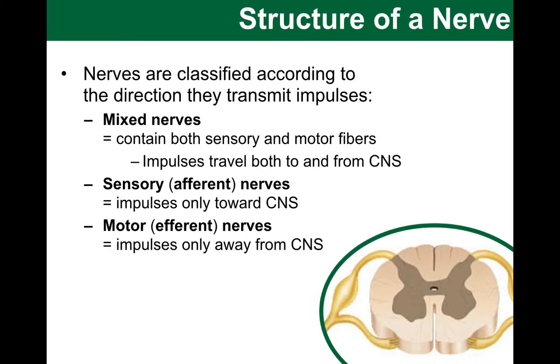So, some nerves carry sensory messages to the central nervous system. These are known as afferent nerves. And some nerves carry motor messages from the CNS to the peripheral nervous system. These are known as efferent nerves. But pure sensory or motor nerves are rare. Most of the nerves are actually mixed ones.